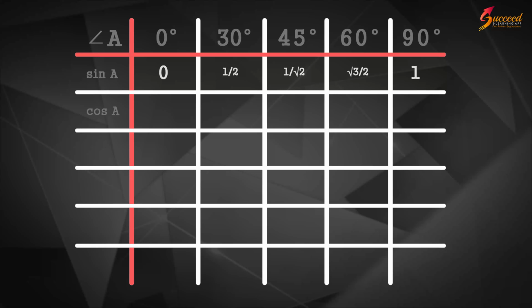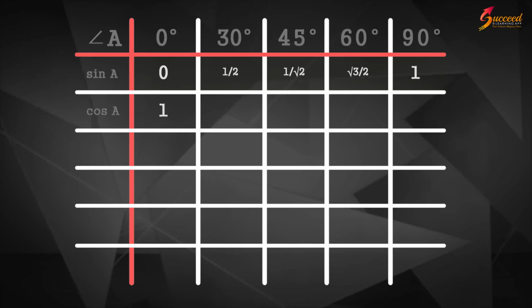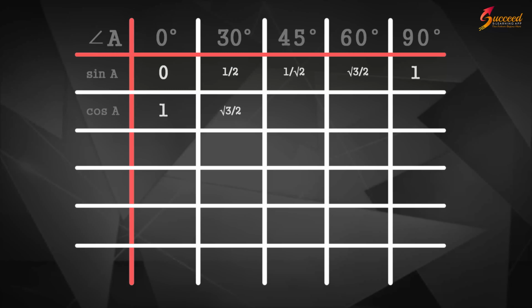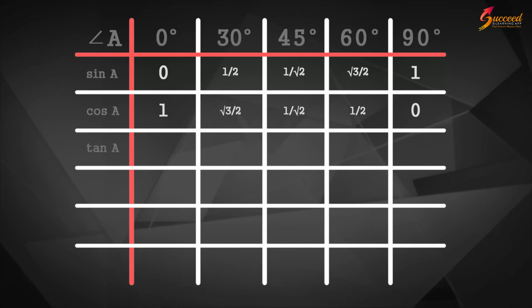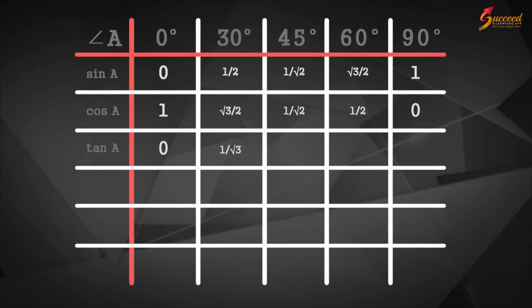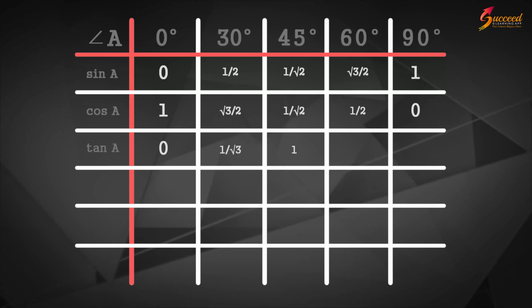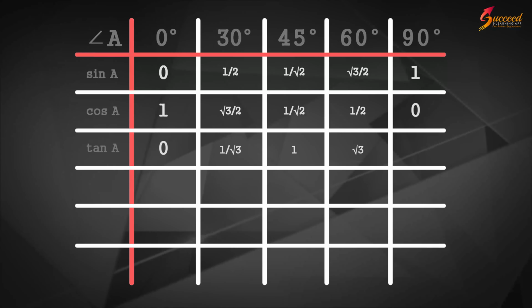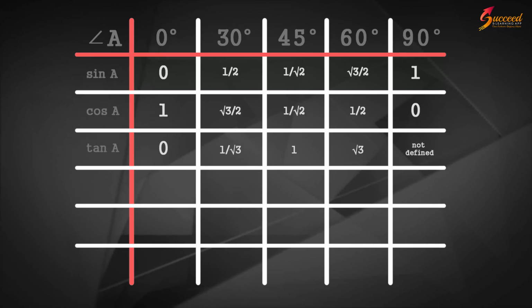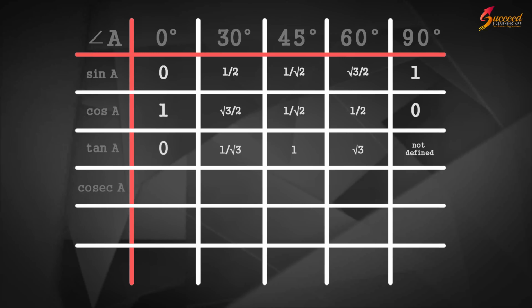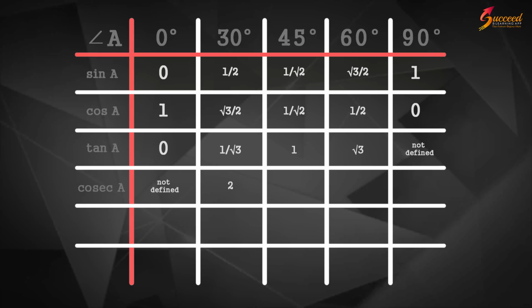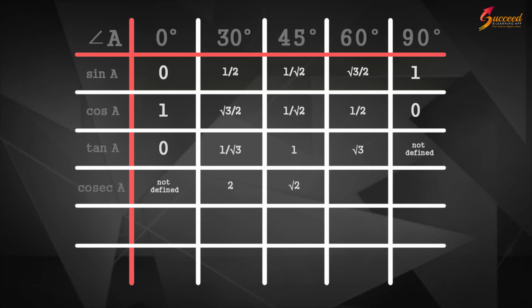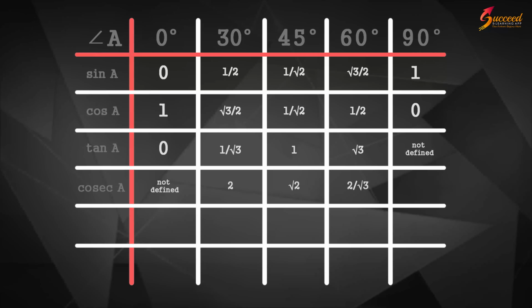Cos 0 is equal to 1, cos 30 degree is equal to root 3 by 2, cos 45 degree is equal to 1 by root 2, cos 60 degree is equal to 1 by 2, cos 90 degree is equal to 0. Tan of 0 is equal to 0, tan 30 is equal to 1 by root 3, tan 45 degree is equal to 1, tan 60 degree is equal to root 3, tan 90 degree is not defined. Cosecant 0 is not defined, cosecant 30 degree is equal to 2, cosecant 45 degree is equal to root 2, cosecant 60 degree is equal to 2 by root 3, cosecant 90 degree is equal to 1.